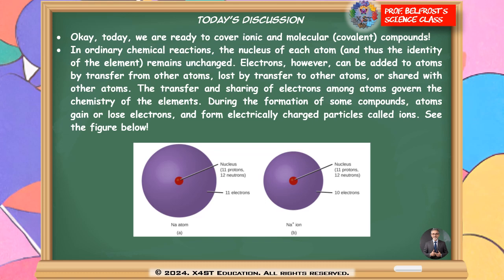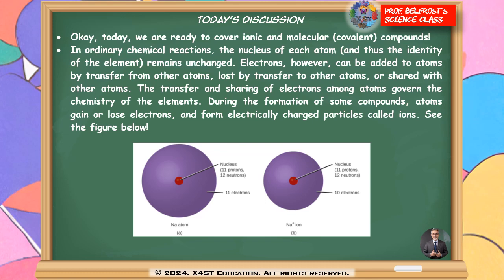Okay, we are ready to cover more about ionic and molecular covalent compounds. I mean, not actually. First, we need to know about the bond, and second, we'll discuss the compounds. Okay. So, in ordinary chemical reactions, the nucleus of each atom and thus the identity of the atom remains unchanged. Electrons, however, can be added to atoms by transfer from other atoms, lost by transfer to other atoms, or shared with another atom. The transfer and sharing of electrons among atoms govern the chemistry of the elements.